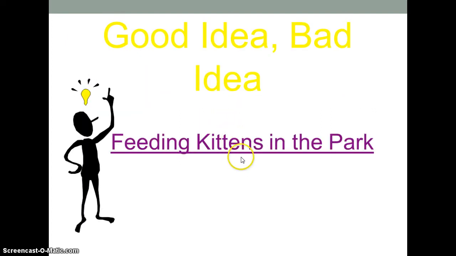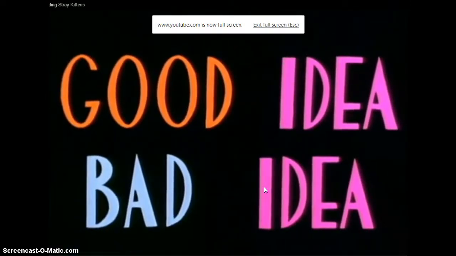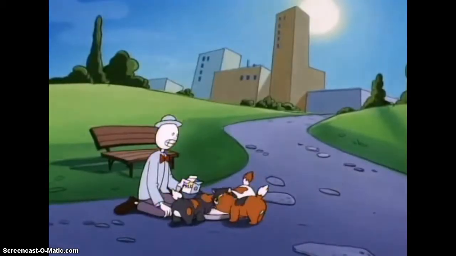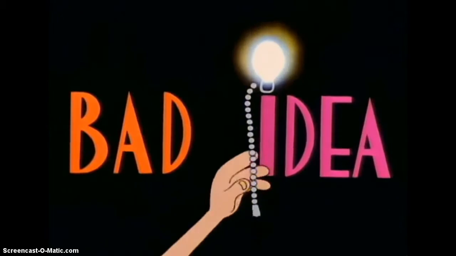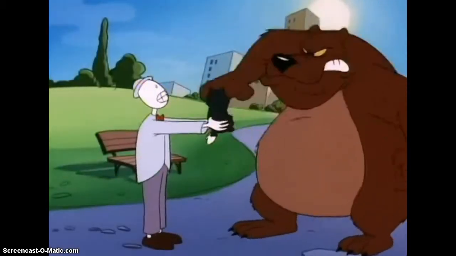All right, good idea, bad idea. It's time for another good idea, bad idea. Good idea: feeding stray kittens in the park. Bad idea: feeding stray kittens in the park to a bear.